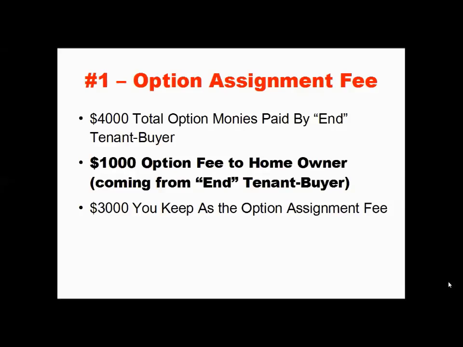So $1,000 is going to go to the homeowner as an option fee. It's non-refundable. And $3,000 is going to go to you in the form of an option assignment fee. And so if you're charging $4,000 in your marketing, so all your ads and everything are going to say $4,000, you've promised the homeowner using a promissory note to give them $1,000 for the option, right? And your total bill that you're advertising for this deal is $4,000, so you keep the difference, $3,000 in this case. So that's option number one.